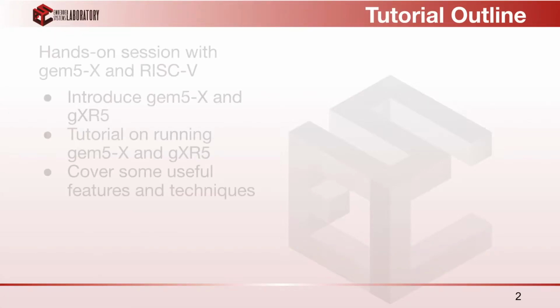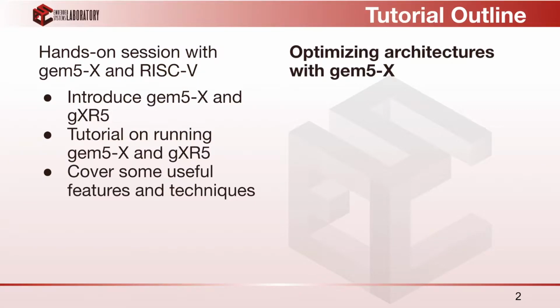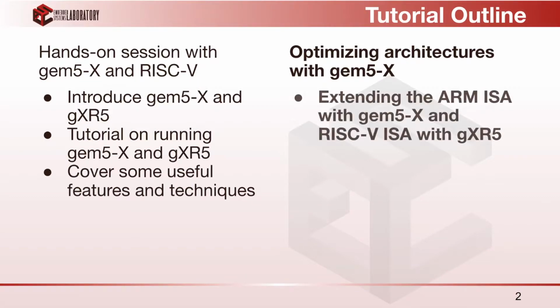So just to recap, in the first session we introduced gem5-X and provided a hands-on tutorial on how to run and use gem5-X. We also premiered GXR5, our RISC-V extension for gem5, as well as covered some useful features and techniques. In this session we will focus on optimizing and extending architectures with gem5-X and GXR5. In particular, I will demonstrate extending the ARMv8 ISA in gem5-X, as well as discuss how you can also do the same in GXR5 with the RISC-V ISA. In addition to that, I'll also discuss adding devices to your SoC after you've extended the ISA.